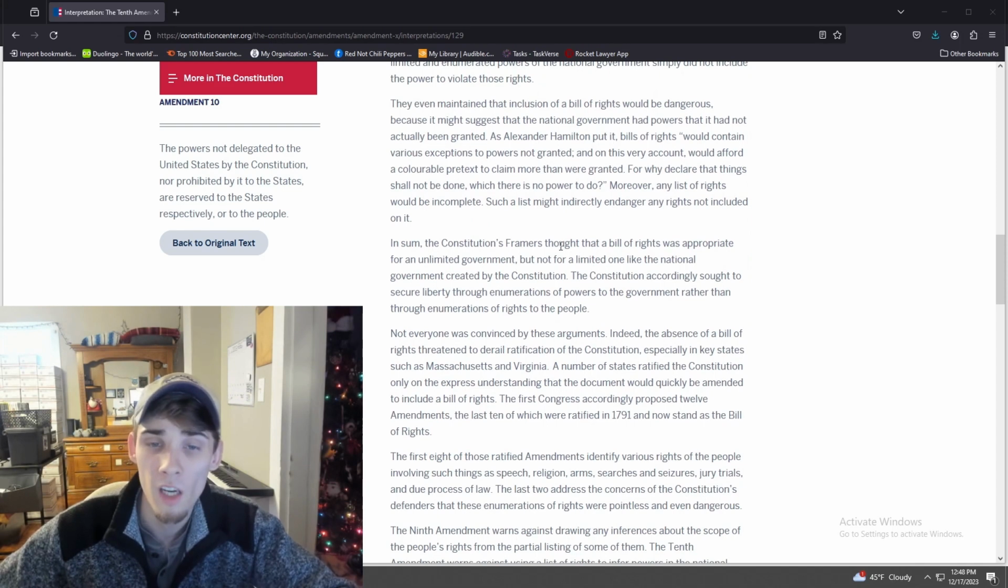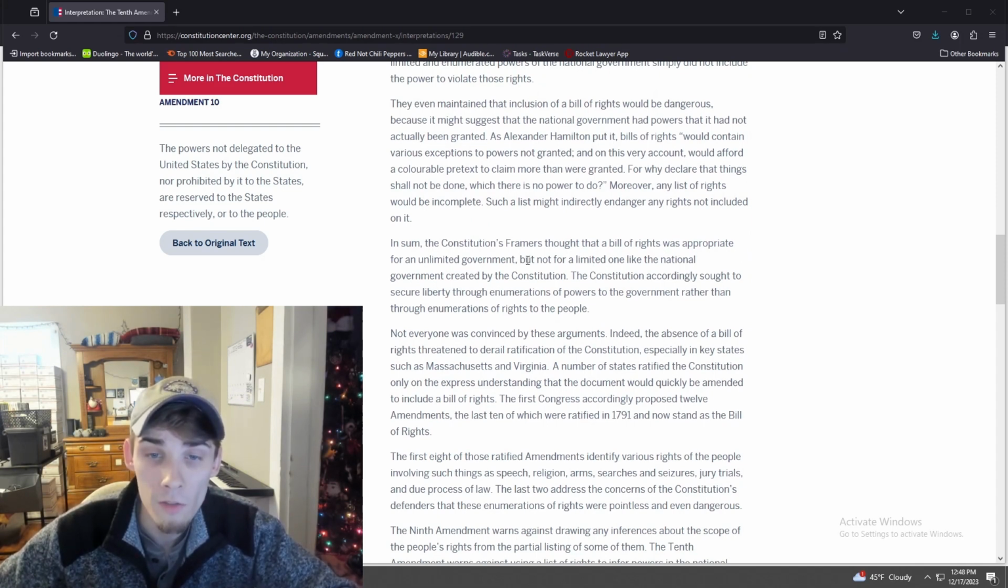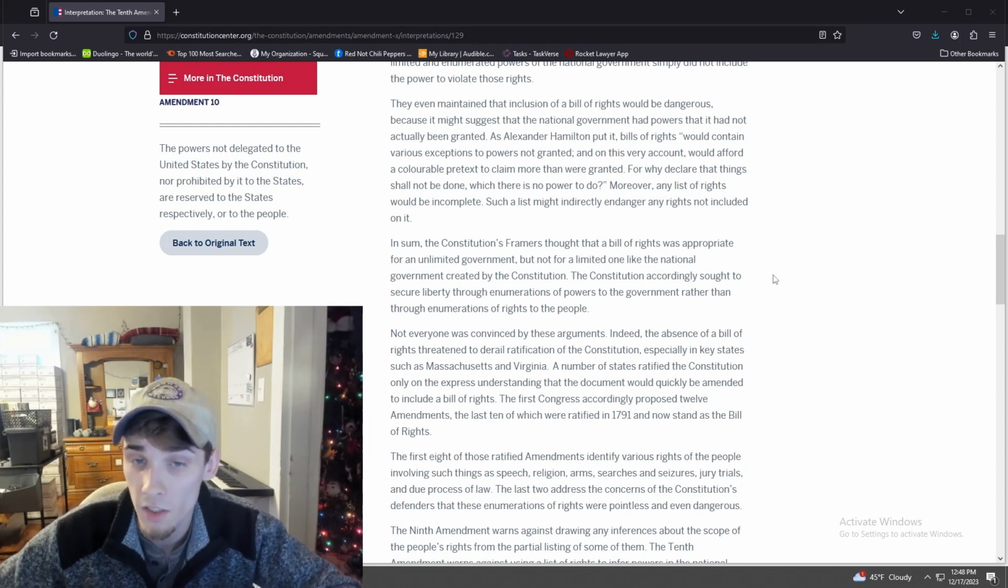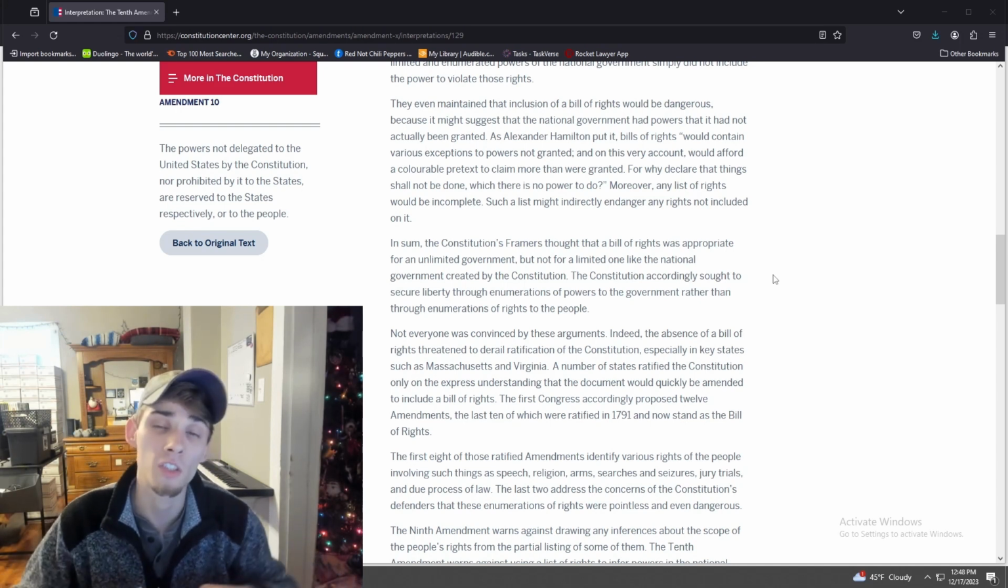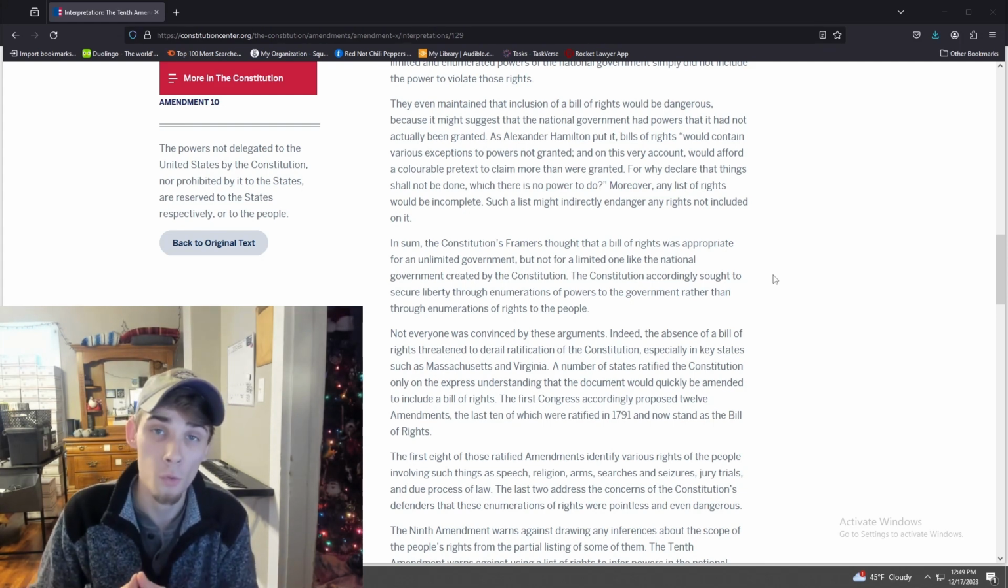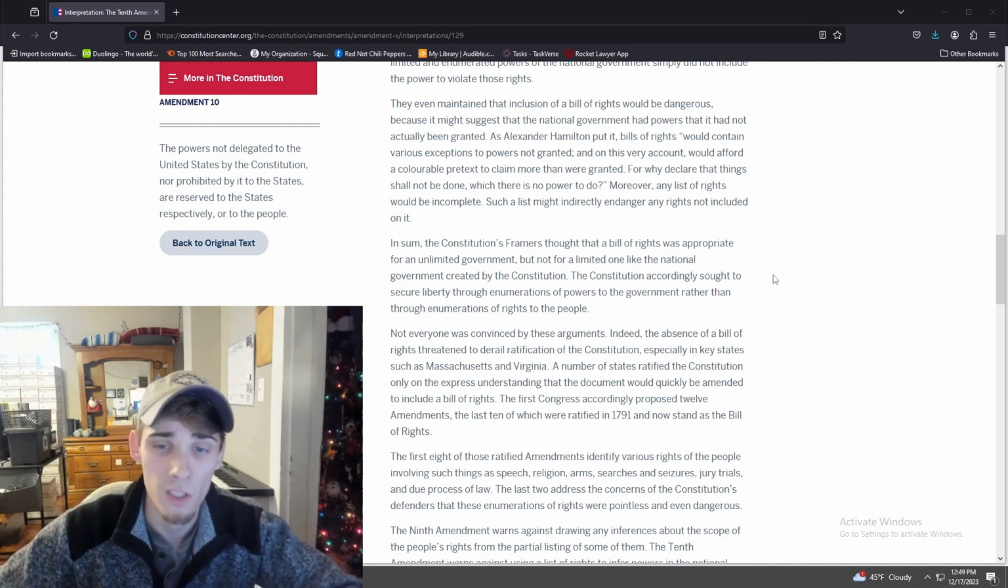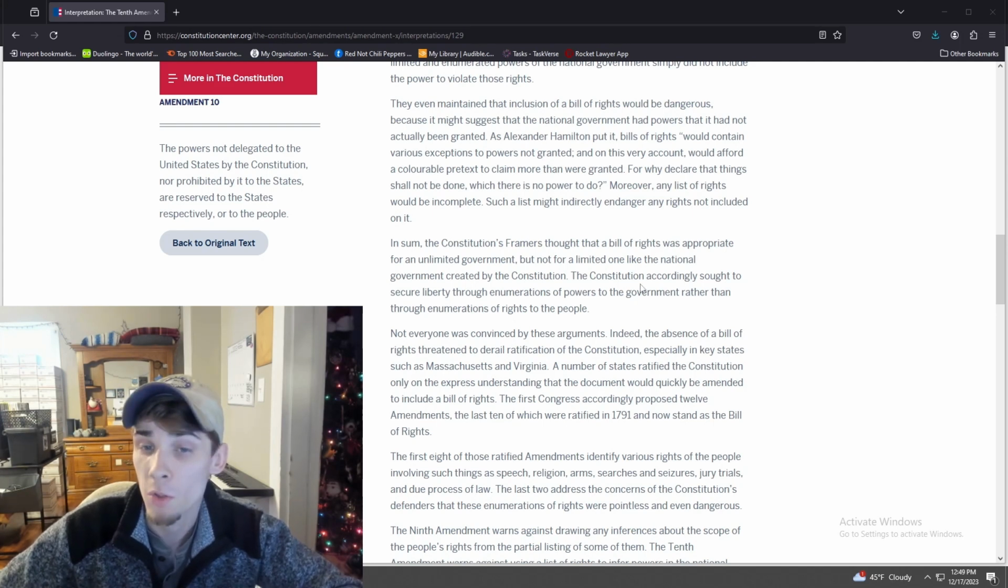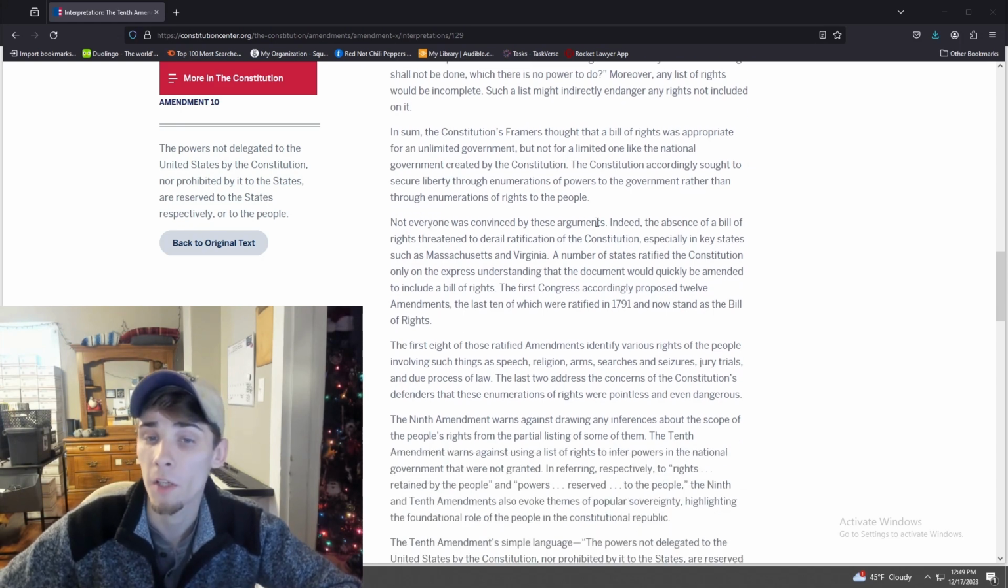So, the Constitutional framers thought that a Bill of Rights was appropriate for an unlimited government, but not for a limited one like the national government created by the Constitution. Again, the Constitution created a limited federal government and reserved most of the rights to the states and the people respectively. The Constitution accordingly sought to secure liberty through enumerations of power to the government rather than through enumerations of the rights of the people. Not everyone was convinced by these arguments.